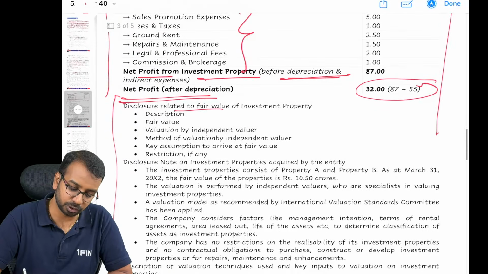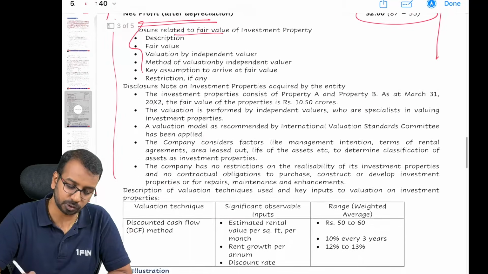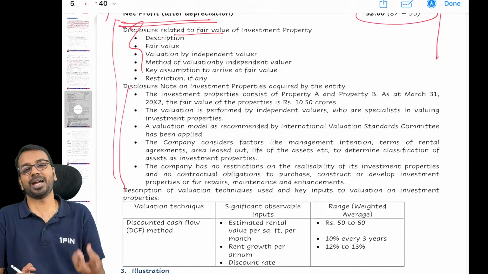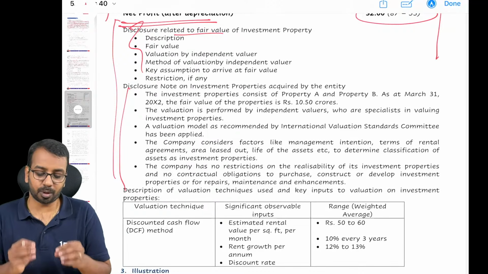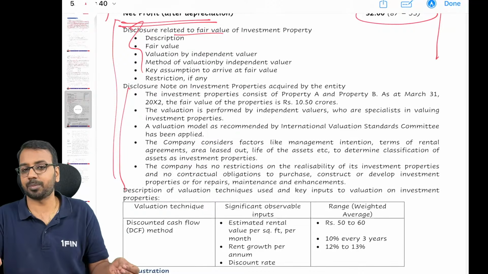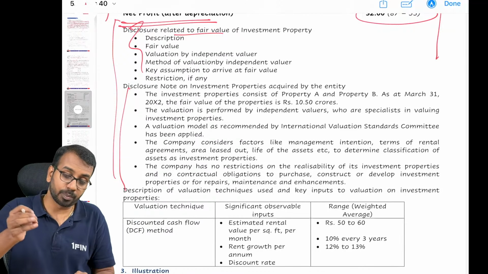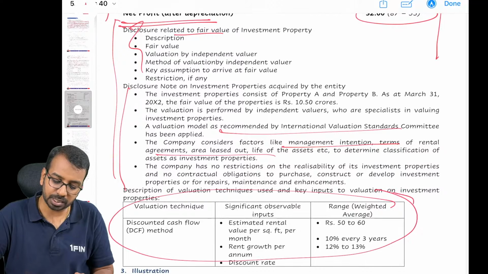Then disclosures. What all do we need to disclose? So you can give the disclosures. This we can't learn by heart. So describe the property. The investment consists of property A and property B. Property A is for this purpose, property B is for that purpose. How did we get to the fair value? Independent valuers. What is the method adopted? Recommended method is adopted. What are the factors? Management intention, terms, etc. we have considered. Then the observable inputs and the range.